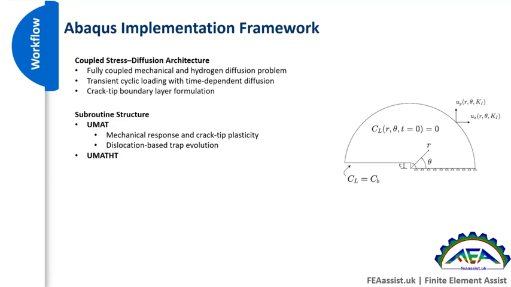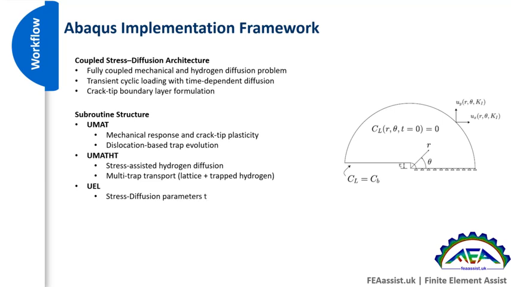Then we need to solve diffusion equations. We use UMAT+HT for that. It is stress-assisted hydrogen diffusion and multi-trap transport. And we need to transfer parameters between UMAT and UMAT+HT. We use UEL for that. So stress diffusion parameters transfer between UMAT and UMAT+HT by UEL subroutine.